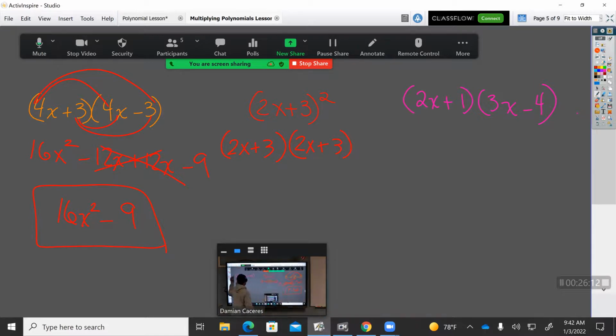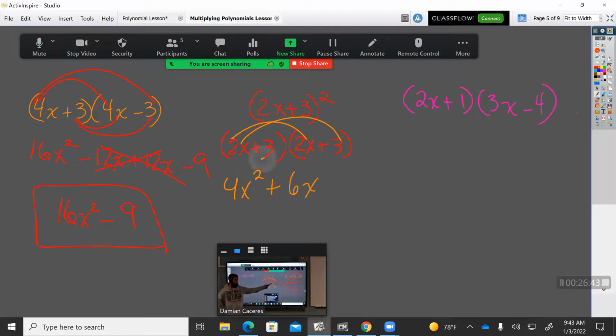Now, on the red question, notice how both parentheses are the same, but the signs are not different. So how is that one going to be different than the orange one we just did? It's not going to cancel. Very good. So 2x times 2x, 4x to the second power. Very good. 2x times positive 3, positive 6x.